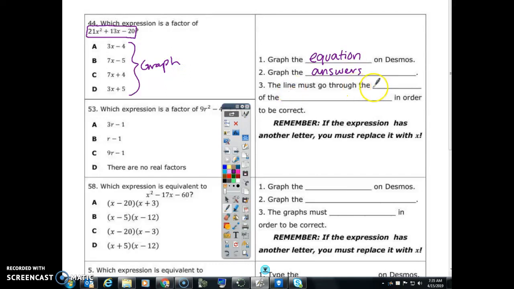The line must go through the solutions of the parabola in order to be correct. So it needs to look something like this. Here's an example. Like that. It needs to go through a solution, or it can go through this other solution if you want to. But it has to go through the solution in order for it to be a factor. Okay, this is an example.